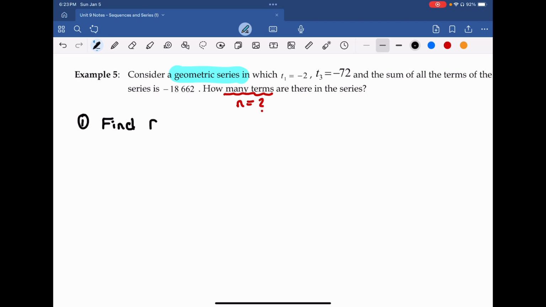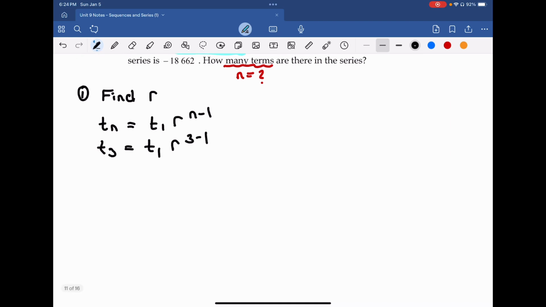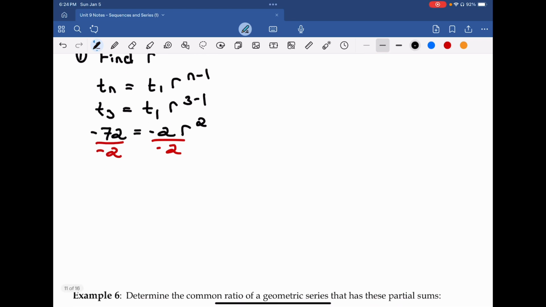Okay, so in our pursuit to find the R value, we're going to go Tn, which is equal to T1 times the common ratio to the n minus 1. Now, I'm going to use the fact that we had the third term and the first term to help us out. T3 is equal to T1 times R to the 3 minus 1. I'm going to start plugging in the information. -72, which is T3, is equal to T1, which is -2, times the common ratio, which we don't know, squared, because 3 minus 1 in the power gives us 2. Now, we're going to divide both sides by -2. When we divide both sides by -2, we get 36 is equal to R squared.